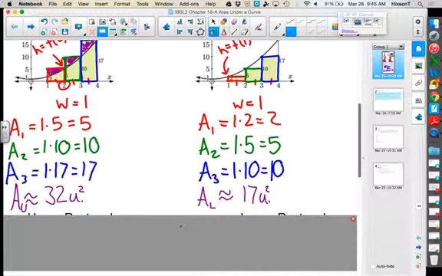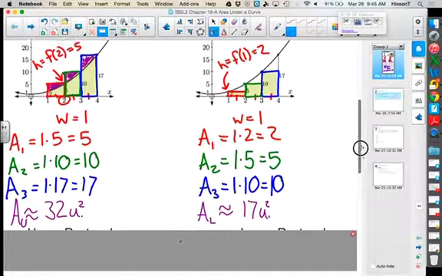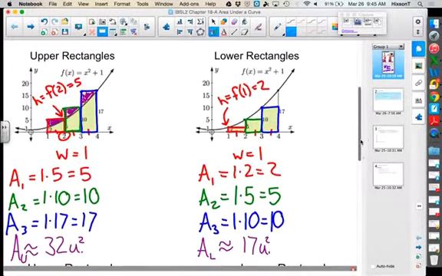Now, as far as approximations go, we have a pretty huge range here of possibilities, from 32 down to 17. And I know the area I actually want is somewhere between there, because this one is actually less. We left out some pieces. We needed this part, okay?